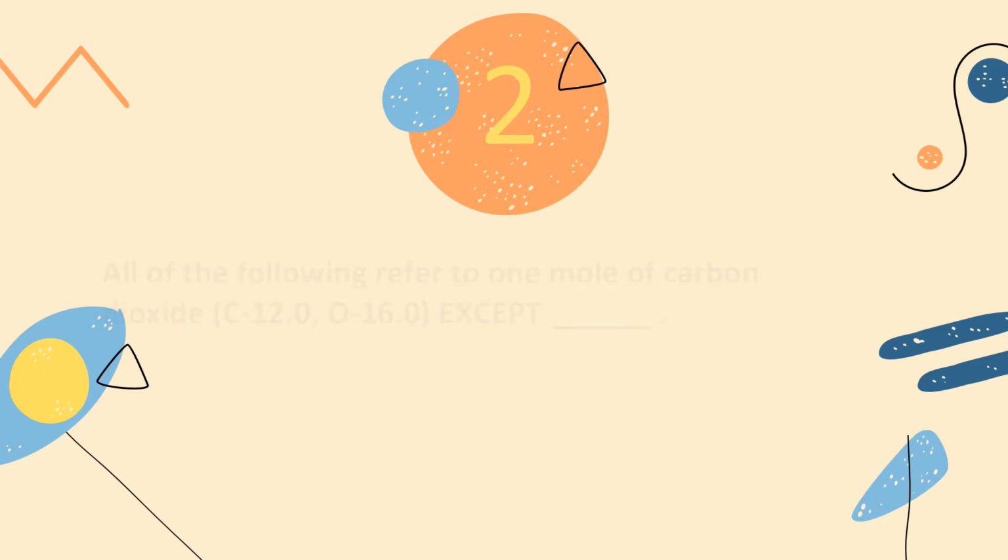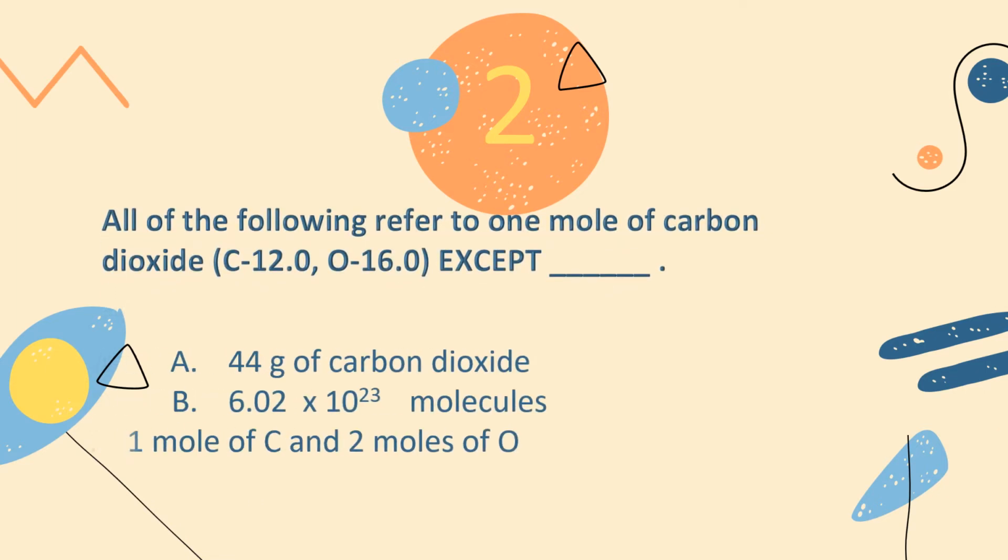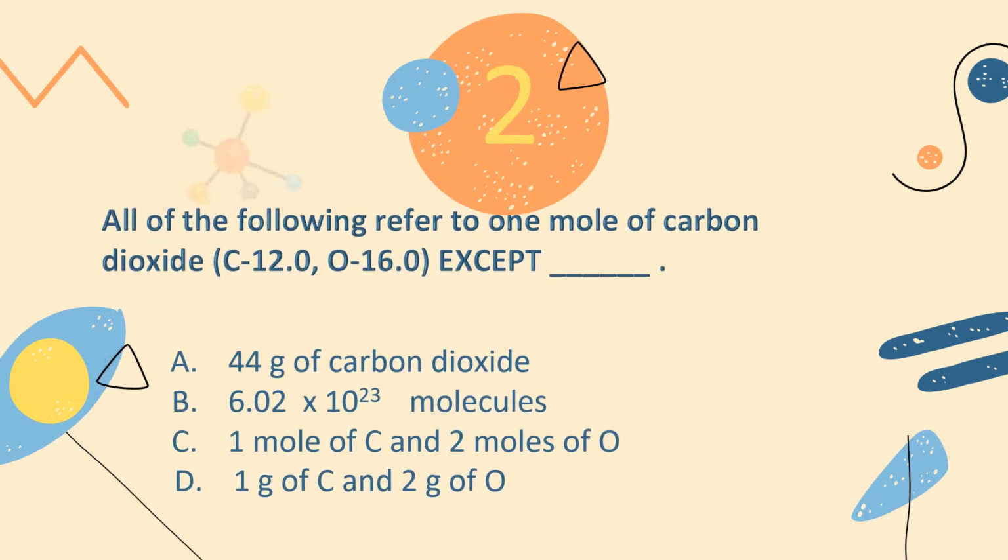Next, number 2. All of the following refer to 1 mole of carbon dioxide except. Carbon atomic mass is 12.0 and oxygen is 16.0. Letter A. 44 grams of carbon dioxide. B. 6.02 times 10 to the 23rd molecules. C. A mole of carbon and 2 moles of oxygen. D. A gram of carbon and 2 grams of oxygen.